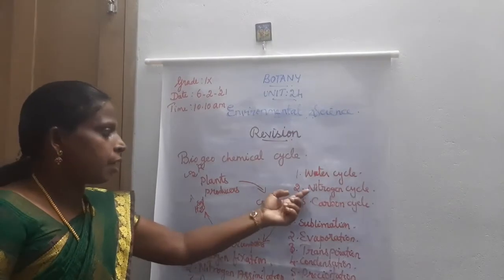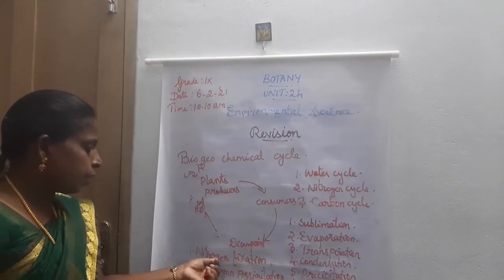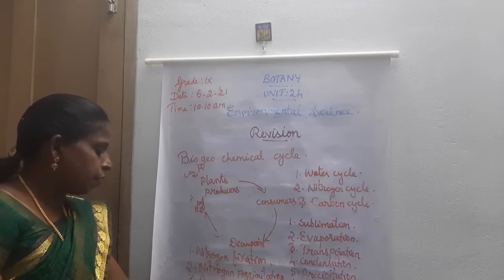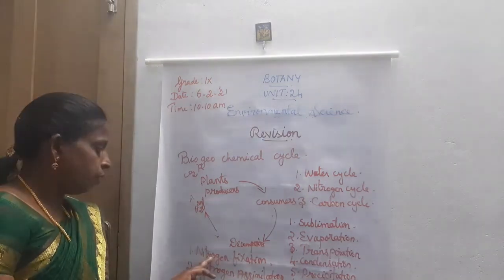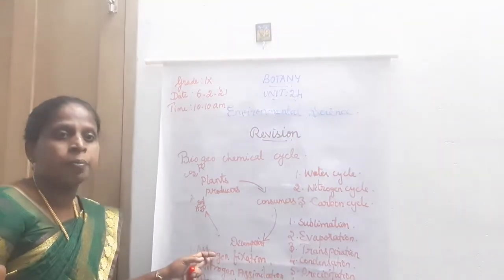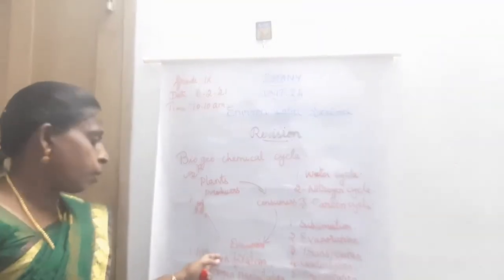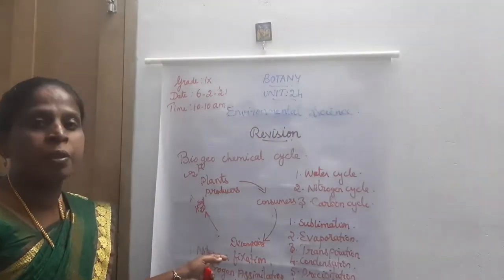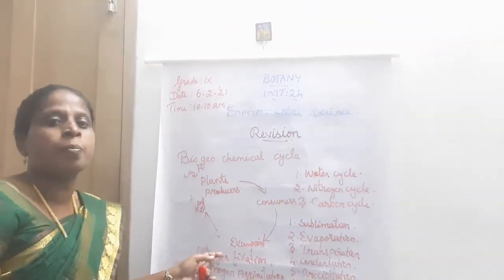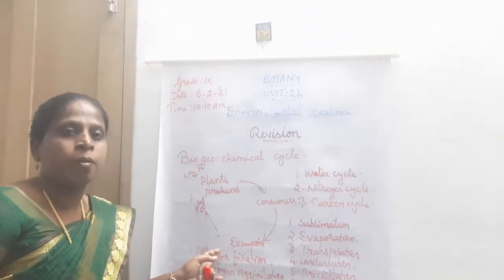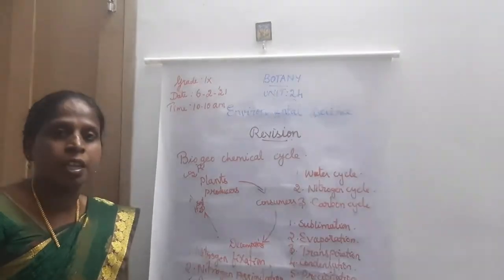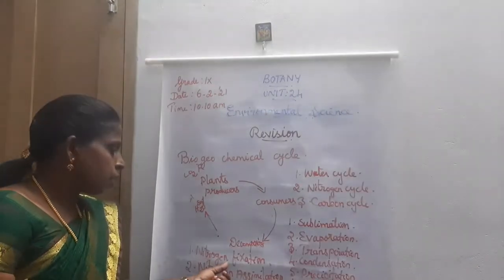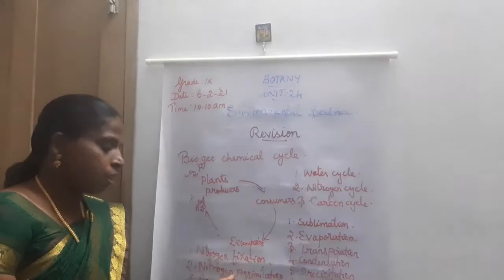So the nitrogen cycle consists of nitrogen fixation, nitrogen assimilation, ammonification, nitrification and denitrification. First, nitrogen fixation: the gaseous nitrogen present in the atmosphere is fixed to the soil by nitrogen fixing bacteria such as Rhizobium, cyanobacteria and Azotobacter. They can fix the nitrogen in the soil.